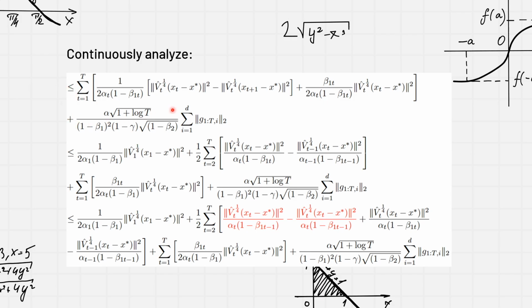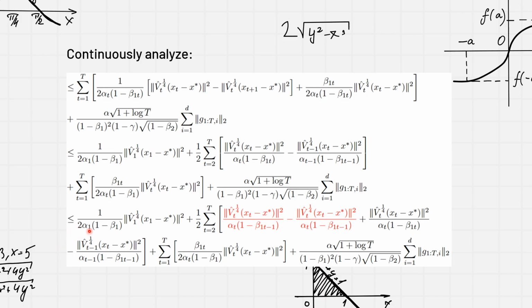Keep deriving the equation. We pick the first term of the summation over t equal to 1 and then put it here. And we move the second term over t equal to 1 to the second term of t equal to 2. And we do the same step for each t. This means that for each t in the summation, the second term will have vt changed to vt minus 1, xt plus 1 to xt, and alpha t to alpha t minus 1, beta 1t to beta 1t minus 1.